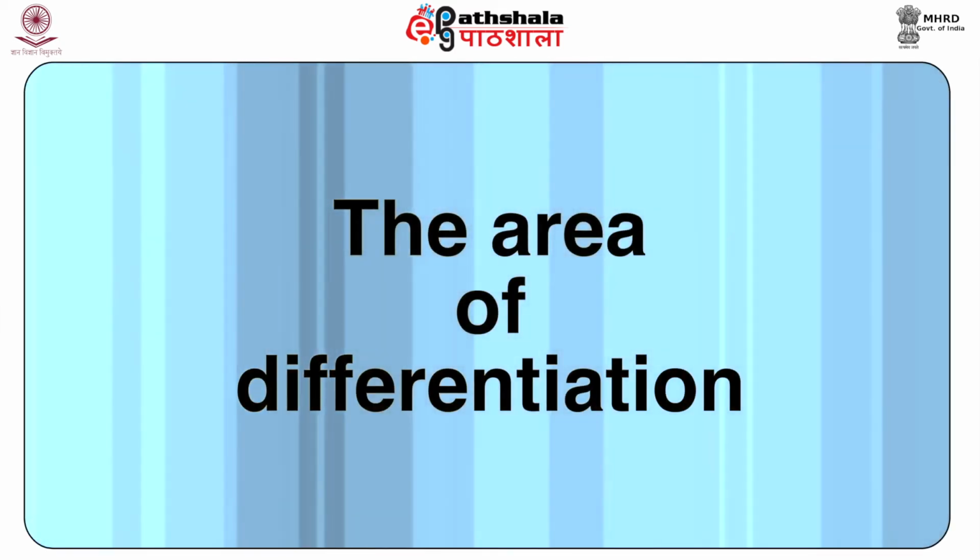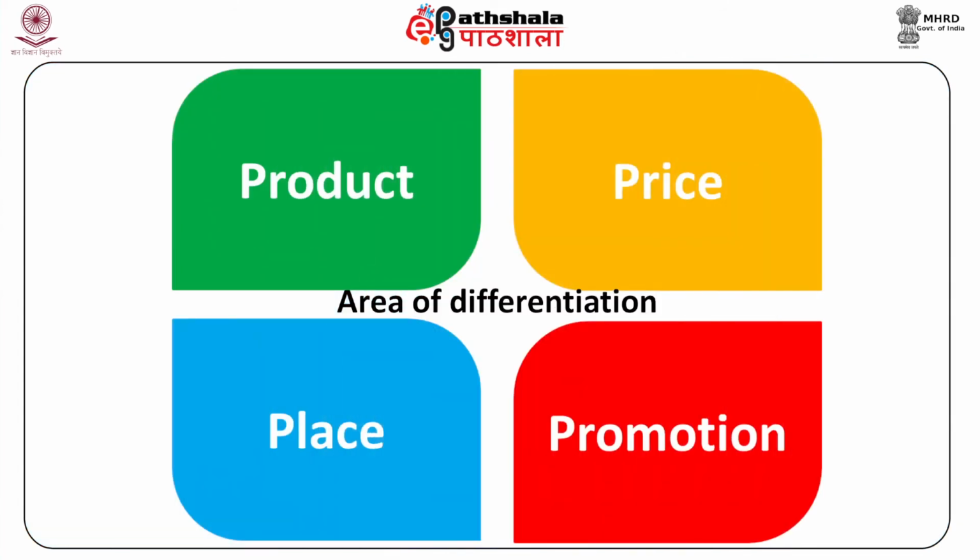The area of differentiation. The area of differentiation relates to differences in the brand relative to brands of the competitors that are important to communicate to the target market. The firm should differentiate the brand based on any one or some combination of the 4 P's, that is product, promotion, place and price, before launching the product, and it should also be communicated to the market effectively. Number 1, product.